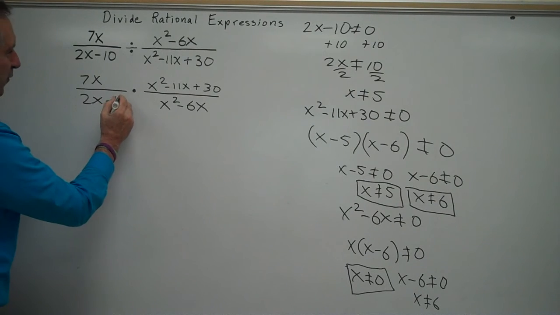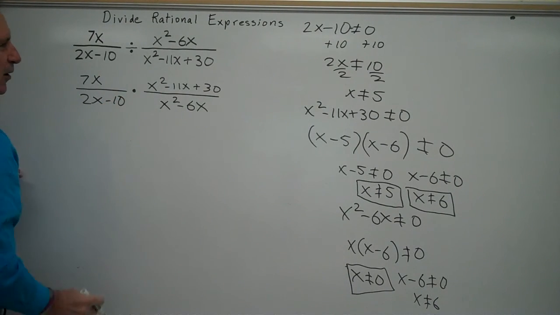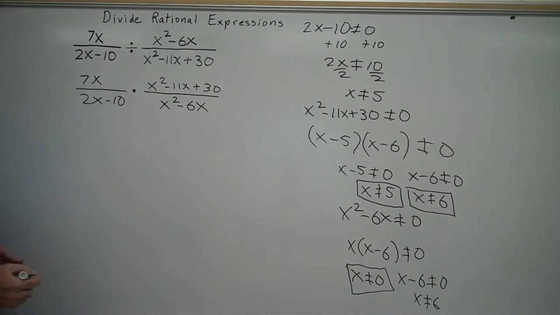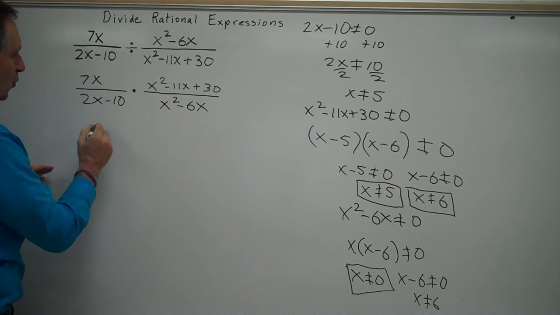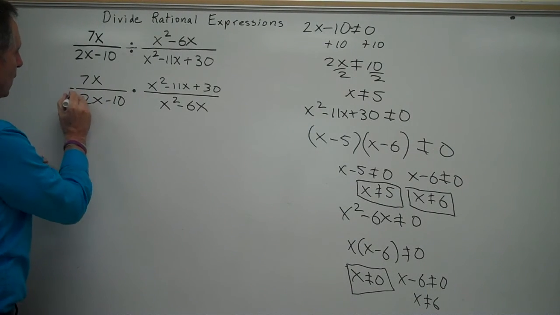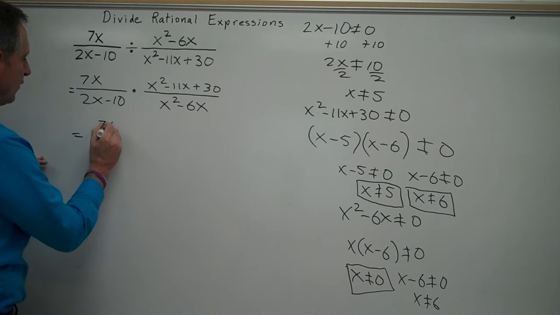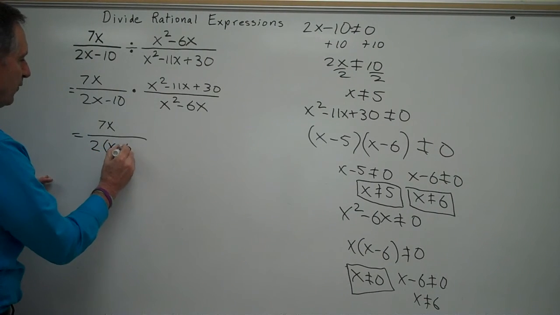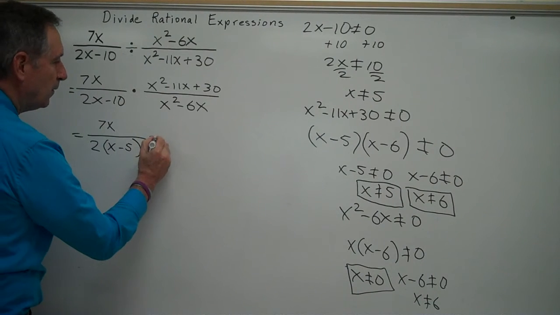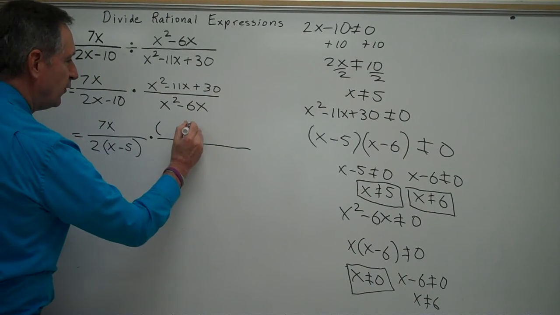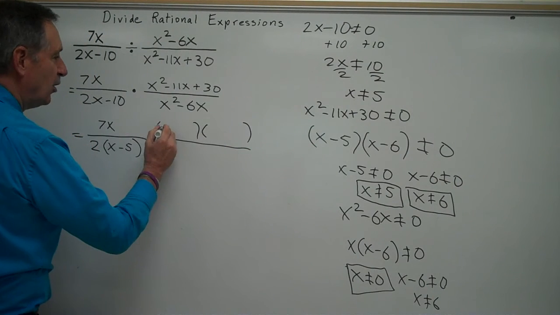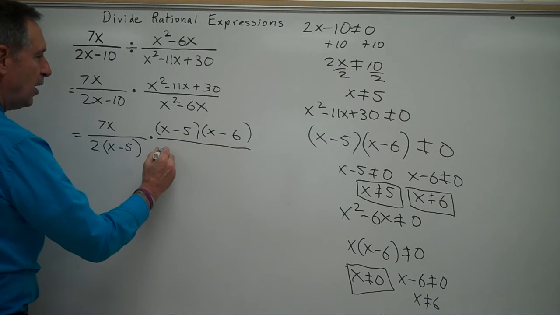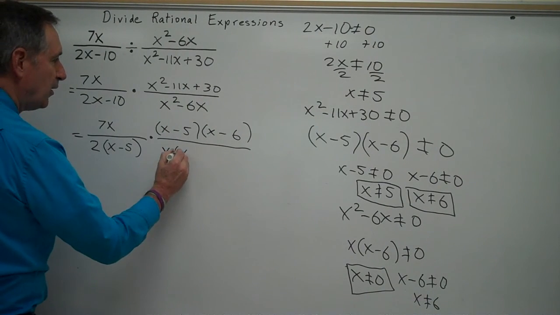So now we're going to factor all these expressions here, and it so happens that already in finding the excluded values we have done that, so that's going to make our work easier. So we're going to do our rewriting. Okay, we have 7x, and down in this denominator we have 2 times quantity x minus 5. And then over here, for this expression, x squared minus 11x plus 30, we have x minus 5 times quantity x minus 6. And then down here in the denominator, we have x times quantity x minus 6.